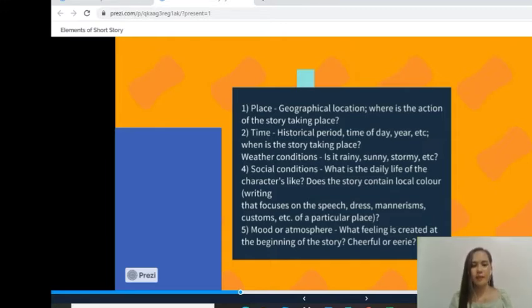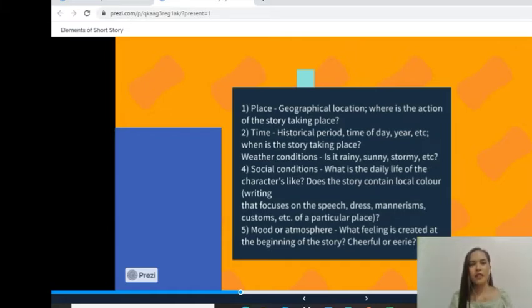Next is the time. Historical period, time of the day. Is it morning, afternoon? Because the author or the narrator will be describing, for example, the end of after having their lunch. So probably that's after lunch, around 12:30 to 1 p.m., right? That's the role of time in setting.